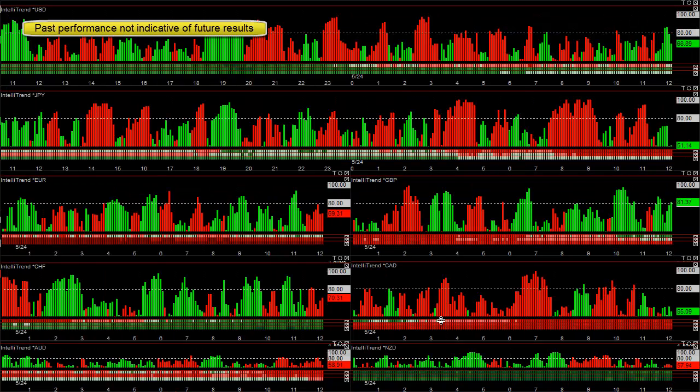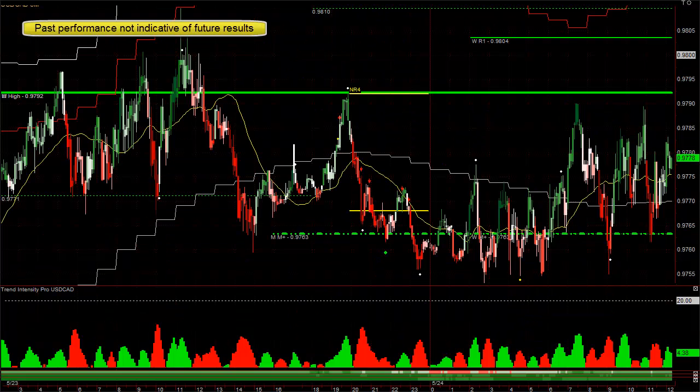The CAD, extremely weak today. The Swiss, very strong. The dollar also was weak. You don't want to trade two weak currencies against each other. It just becomes difficult to trade. Look at how choppy this is with almost no clear direction.